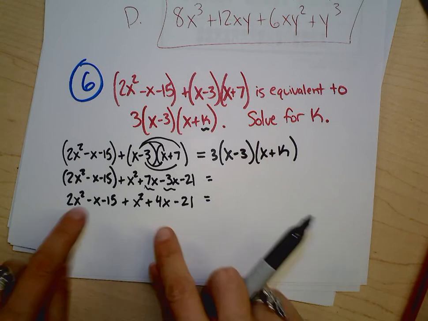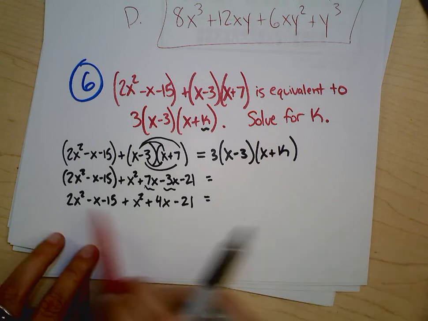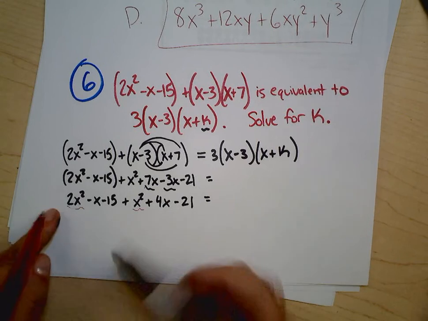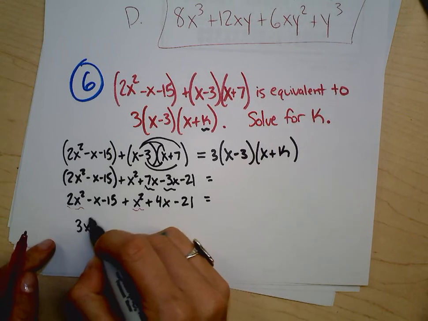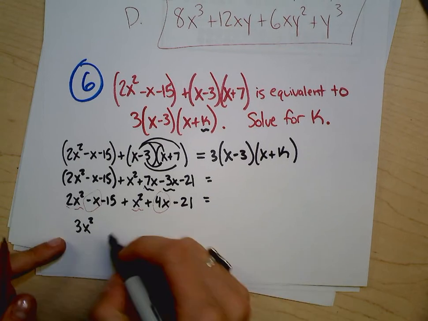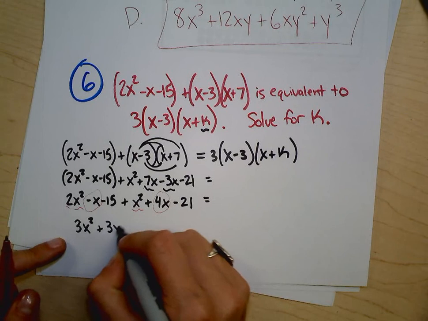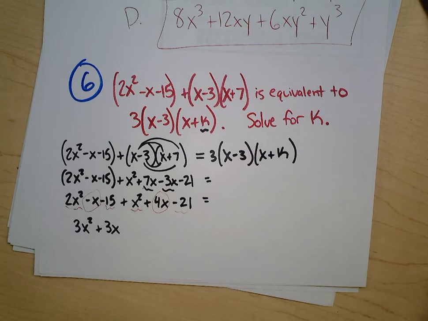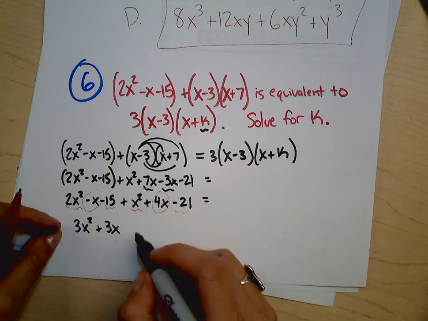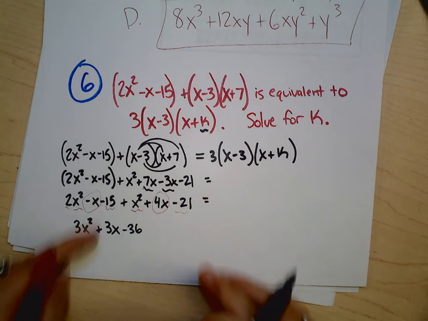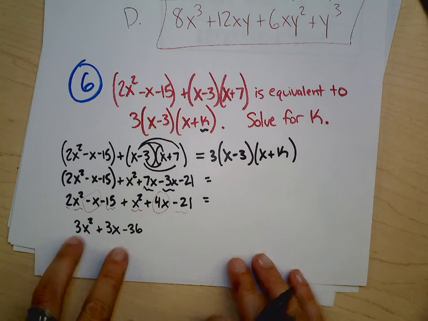So now I have more like terms to combine. I have a 2x squared and an x squared. So that gives me 3x squared. I have a negative x and a 4x, which gives me plus 3x. And I have a negative 15 minus 21. So I'm adding them together, and it's going to be a bigger negative number. So that gives me negative 36. All right, so now I've fully simplified the right side. So now let's work on the left.